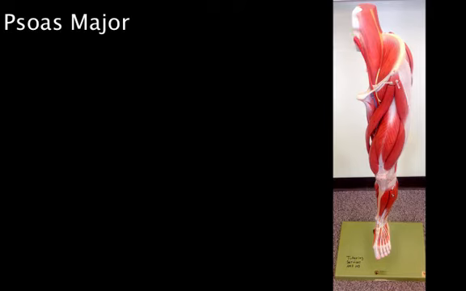Okay, that is the psoas major. Next, please name the muscle at the tip of the pointer. Its name comes from being in relation to the ilium, that hip bone. All right, that's going to be the iliacus.